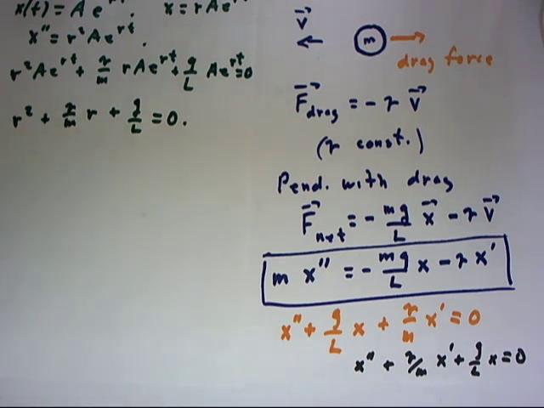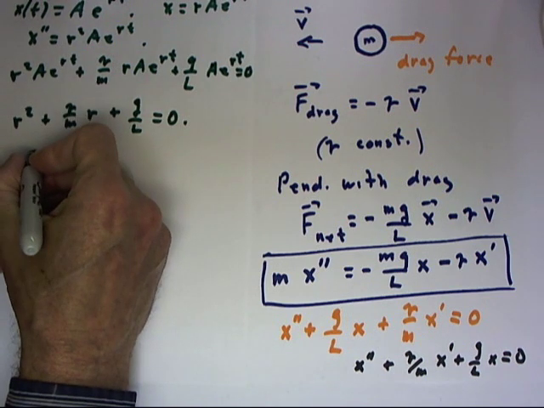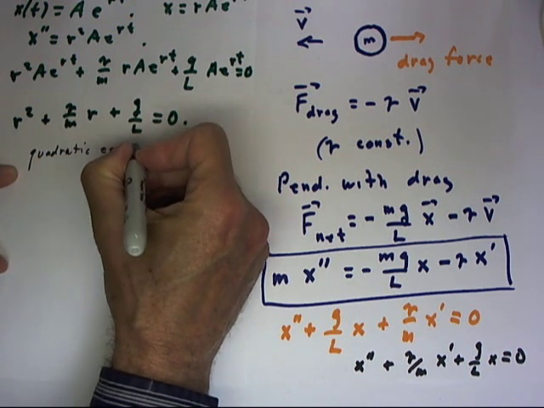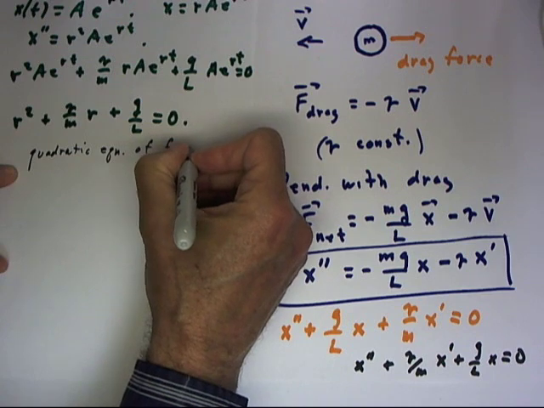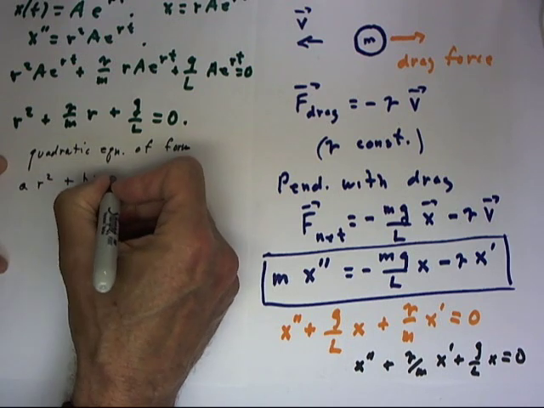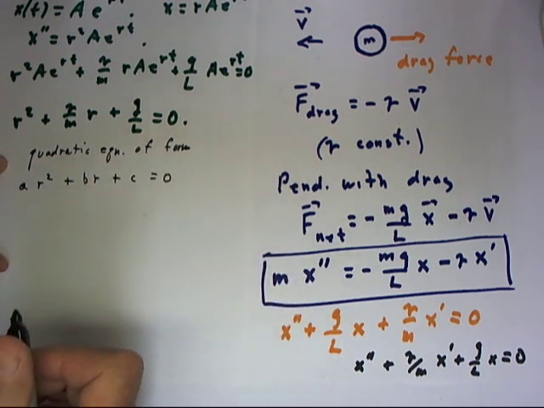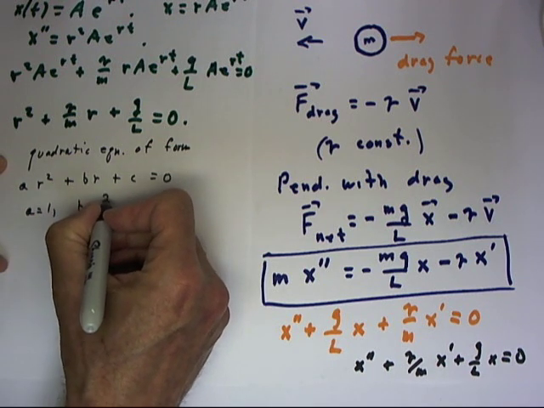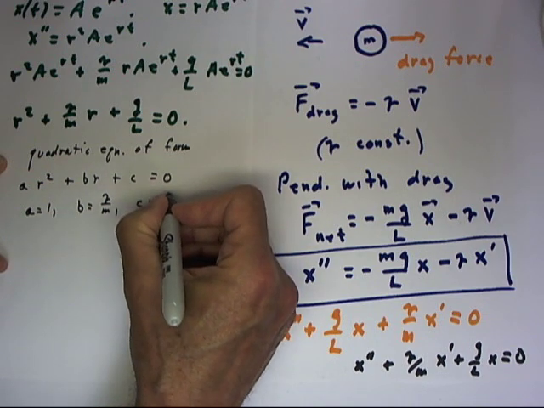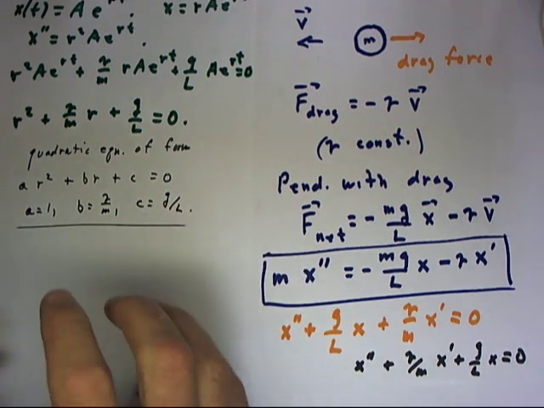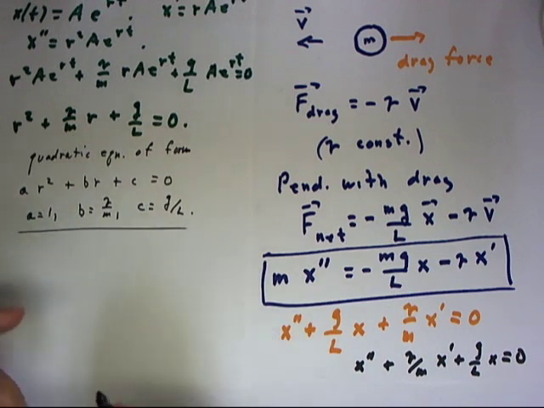We recognize this as a quadratic equation of the form a r squared plus b r plus c equals 0, with a equal to 1, b equal to gamma over m, c equal to g over l. You might want to pause at this point and plug these values into the quadratic formula and see for yourself what we get.